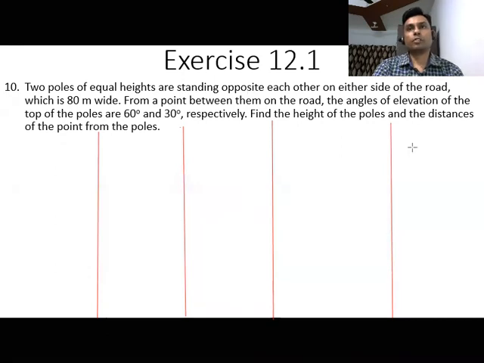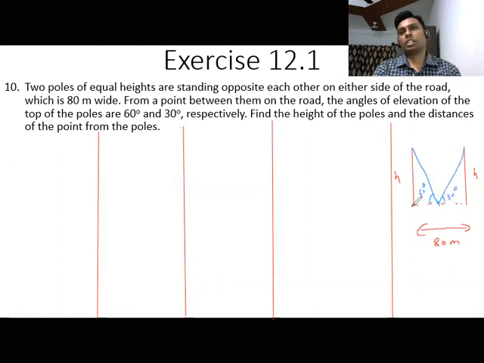So we have two poles of equal height. These are my two poles. Same height, we'll call that height h. Distance between them is given. It is 80 meters. Then they are telling us from one point, the angle formed is 60 degrees from the top of one pole, and from the other pole, it is 30 degrees.